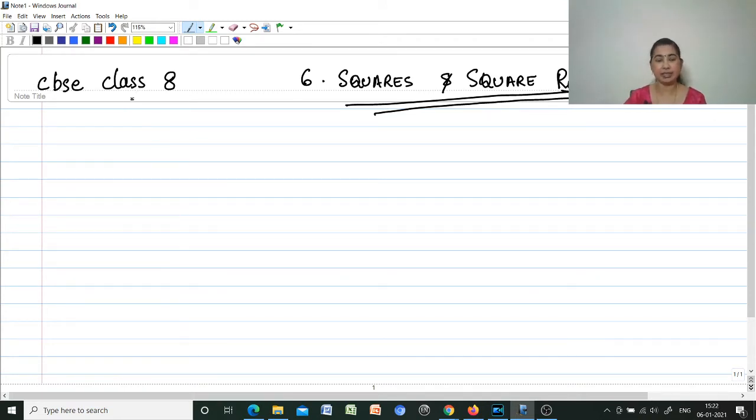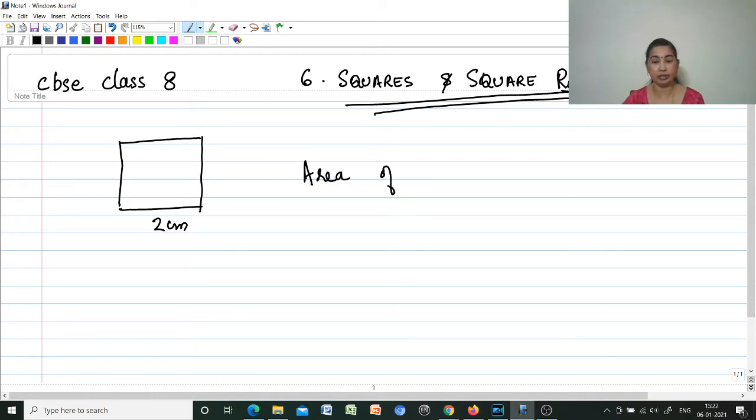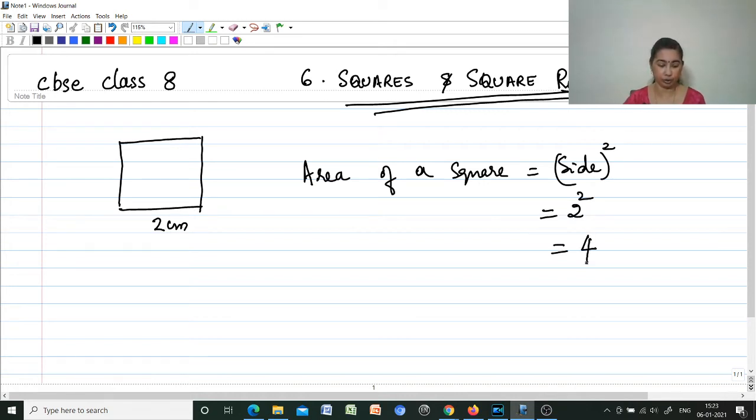Today I am discussing CBSE Class 8 Chapter 6 Squares and Square Roots. Studying squares and square roots is very important because you know about finding the area of a square. Given a square with one side of 2 centimeters, what is the area of the square? That you have already studied. Area of a square is equal to side squared. That means if the side is 2, then the area is 2 squared, which is equal to 4.